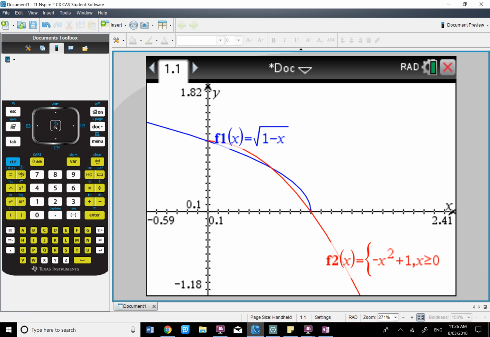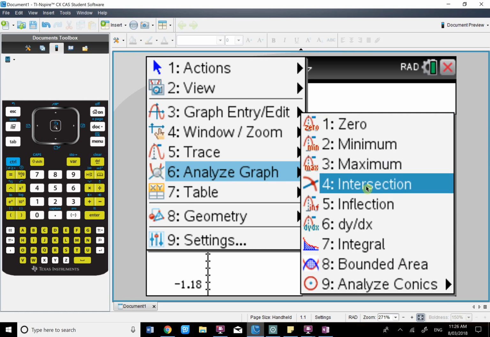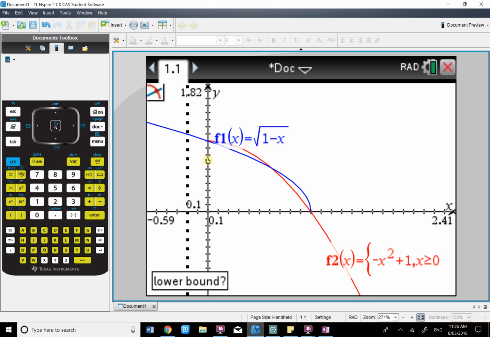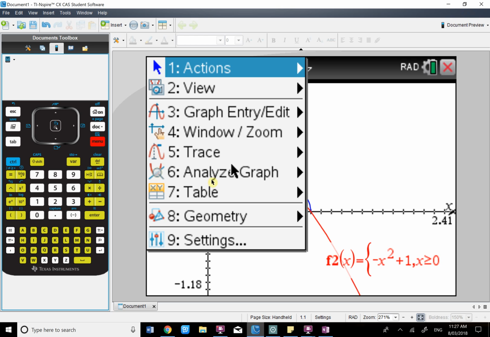And now I want to see the intersections. I can see 3 intersections on the graph. So analyze graph and go for intersections. There's a line you can move using the left and right buttons. I can find the first intersection there. I make my lower bound to the left, and only include the first intersection, not the next one. Press enter to make the lower bound, move it to the right, and press enter to make the upper bound, and you can see the intersection. That's 0, 1.